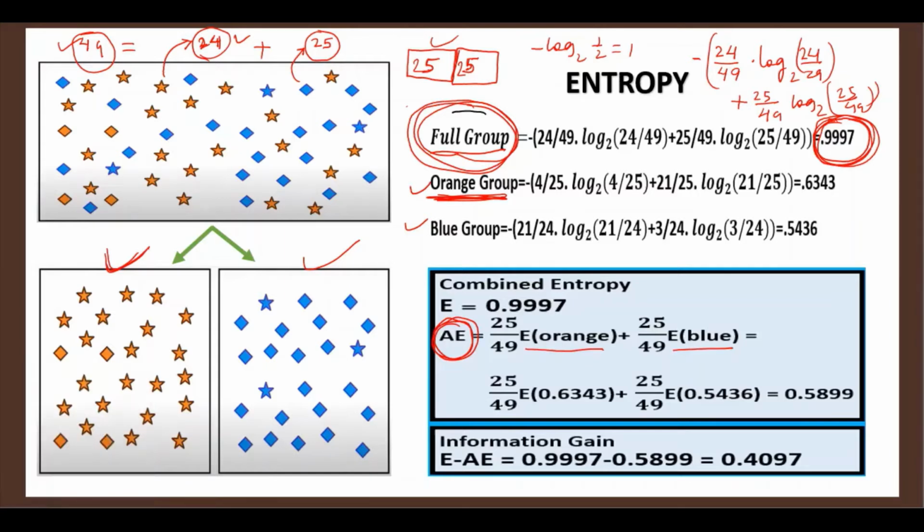This is very important. So, 0.9997. Mathematically, what will we say here? If this is 0.9997, if you make a division, what are the entropies we found here? 0.63.